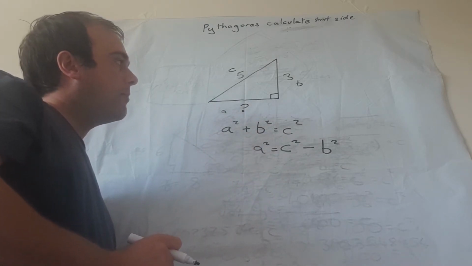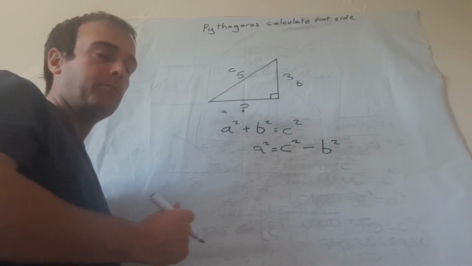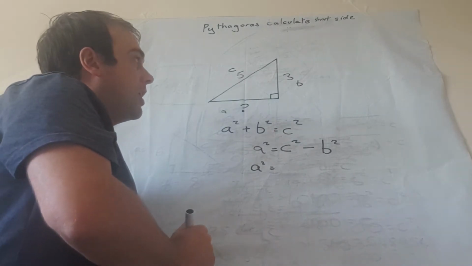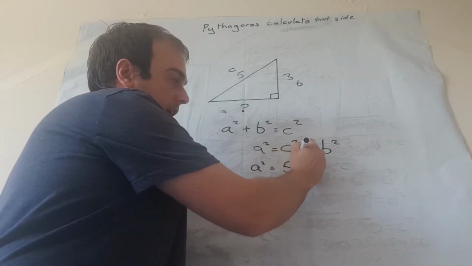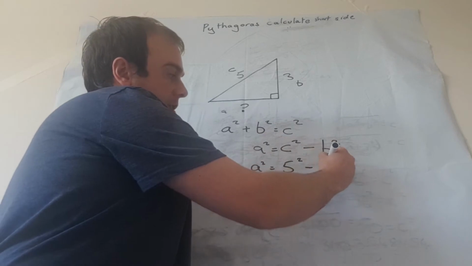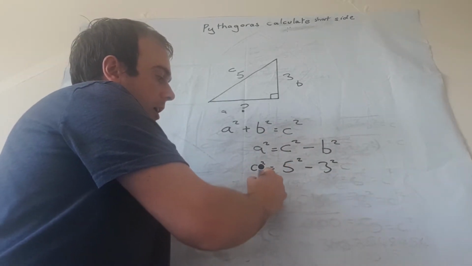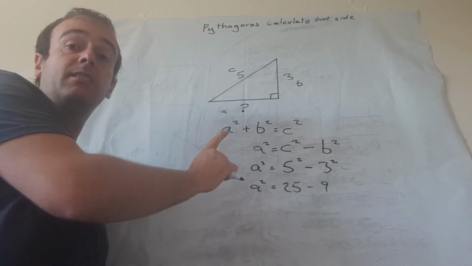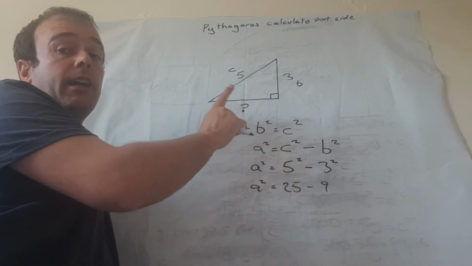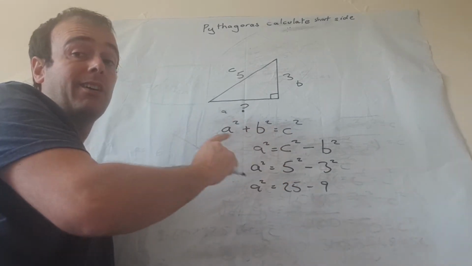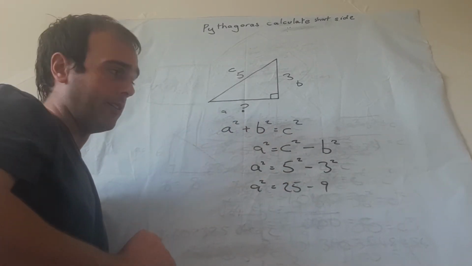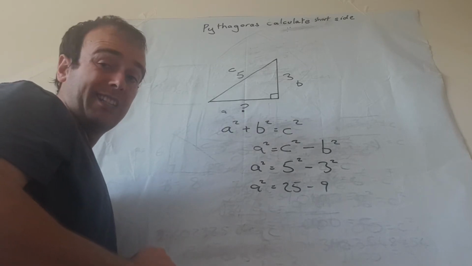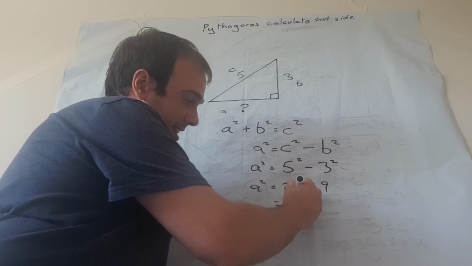Okay. So now what I'm going to do is substitute in my numbers. So A squared I don't know, so I'm just going to leave A squared as is. C squared I know that. That's 5 squared. B, I know that, that's 3 squared. And so what I end up with is 25 minus 9. Now again, this isn't minus 3 squared, it is just 3 squared, but it's being minused off the 25. So just be a little bit careful of that. So what I'm going to do now is the 25 minus 9. So 25 minus 9 is obviously 16.